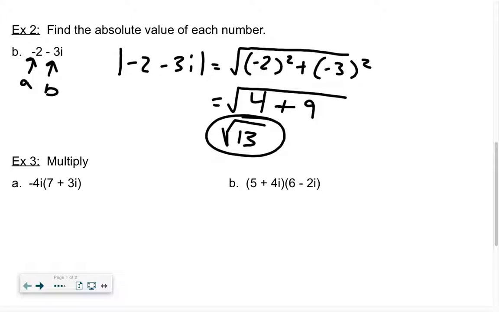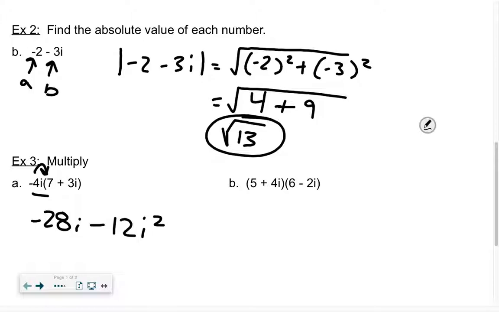The other day we added and subtracted or collected like terms with the reals and the imaginary numbers. Just note we can also multiply with them. Our typical distributive property tells us we need to take negative 4i and multiply by 7. Negative 28i. Distribute to the 3i. It's also going to be minus 12i squared.